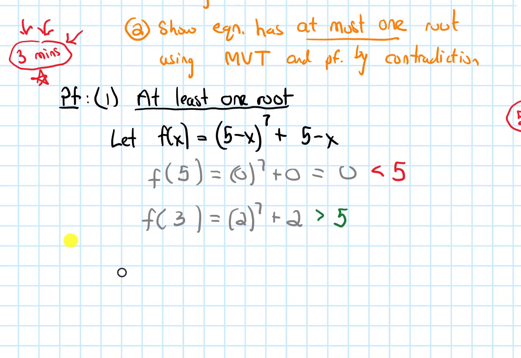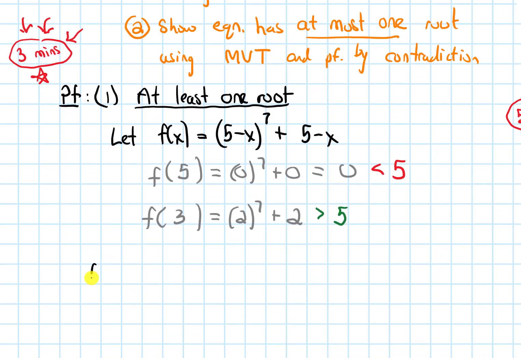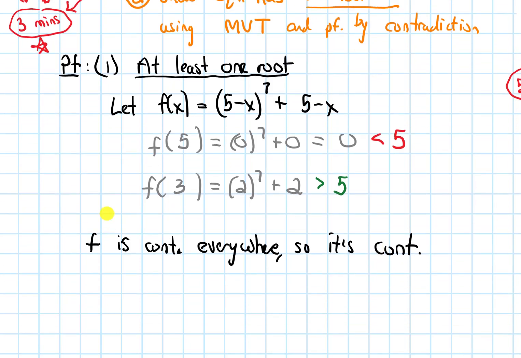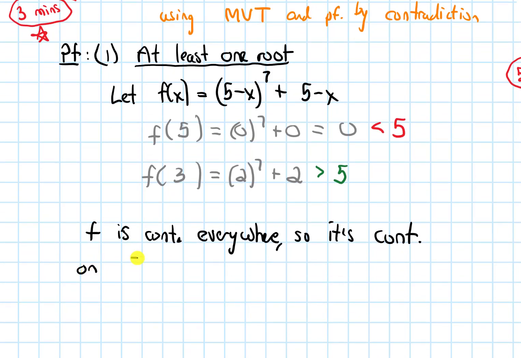All right, so now I can say that this function right here is a polynomial. And a polynomial is going to be continuous everywhere. My function f is continuous everywhere, so it's going to be continuous on the interval I want to apply IVT to, the interval from 3 to 5.